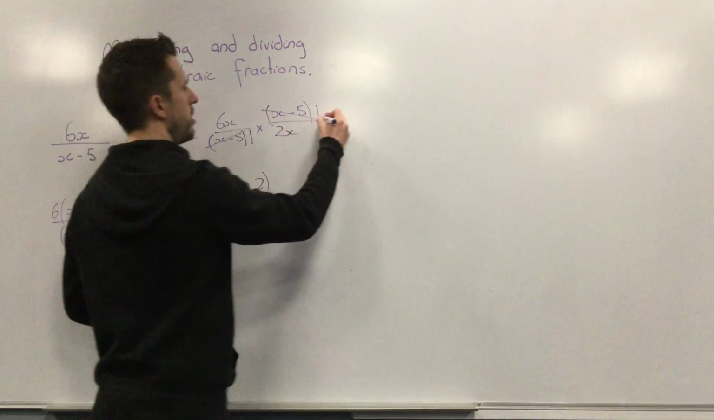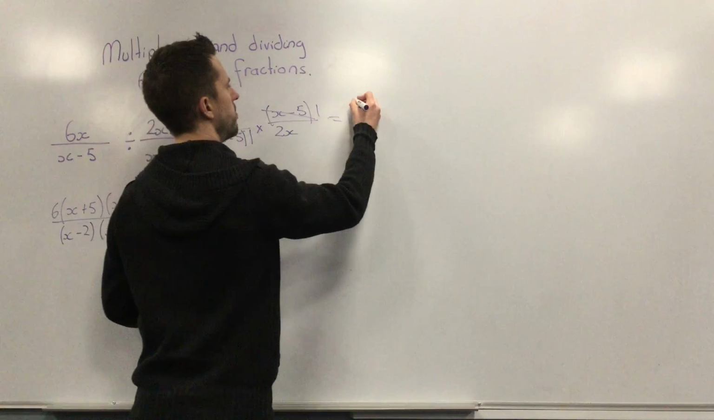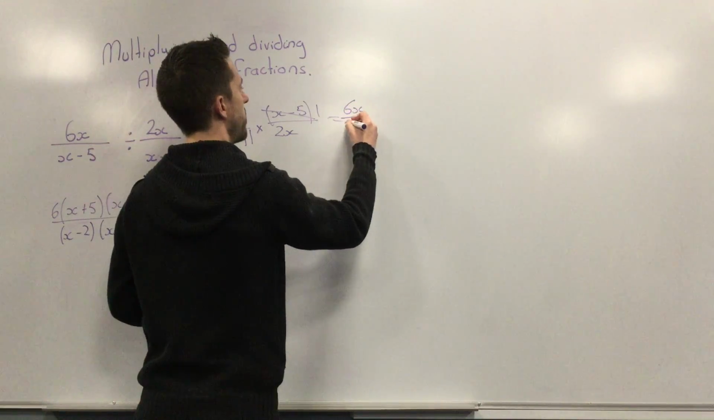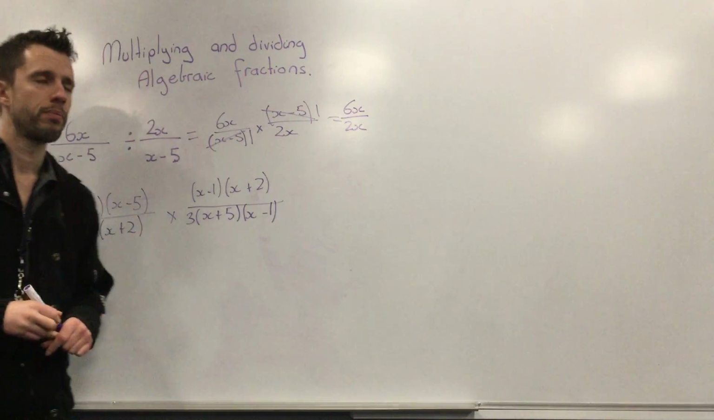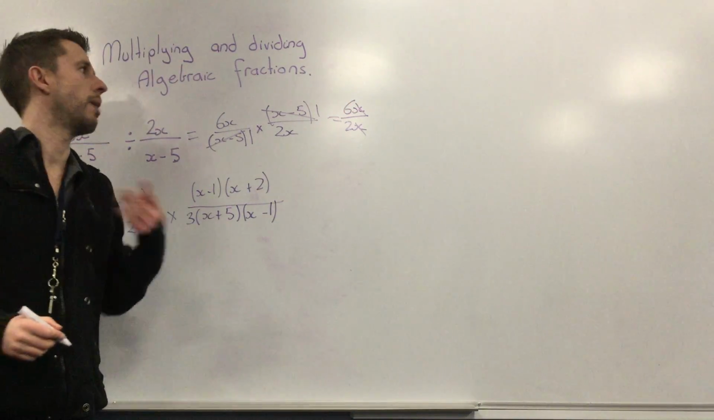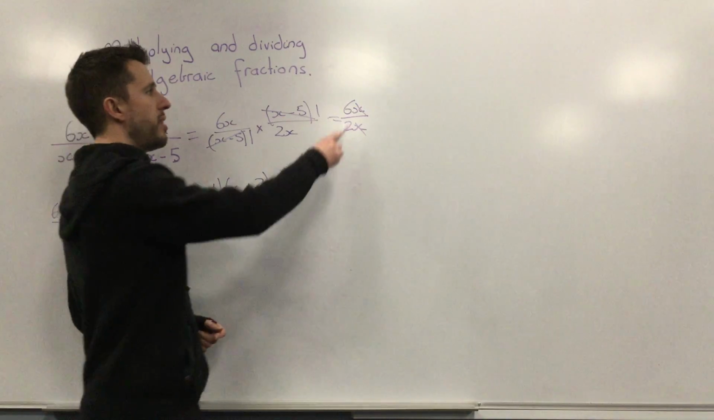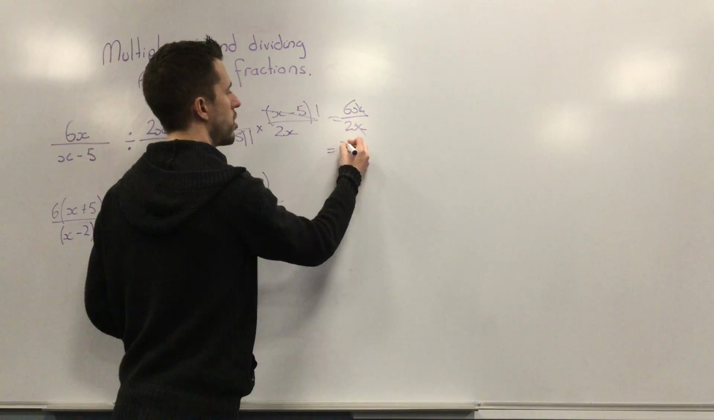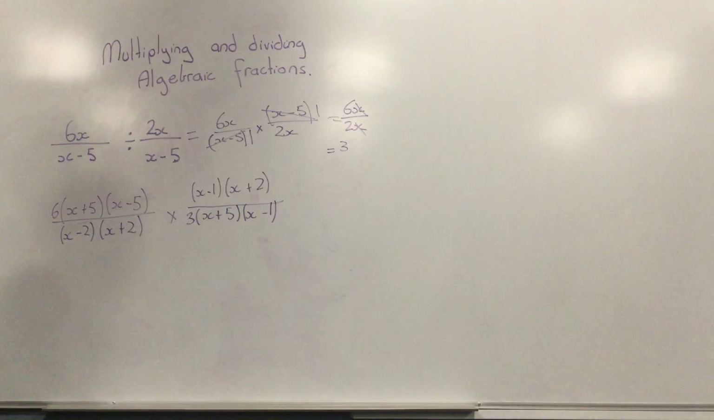So that leaves me with 1 times 6x divided by 2x. So the x's cancel out, because what's the point in timesing by x and dividing by x? And then 6 divided by 2 equals 3. So 3 will be my answer.